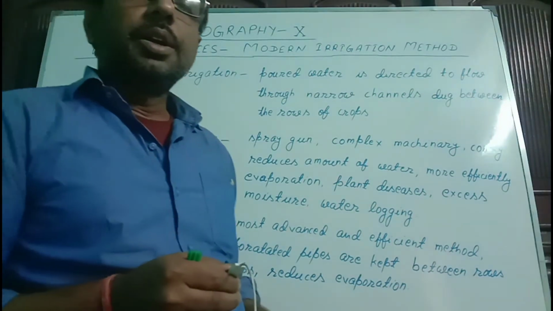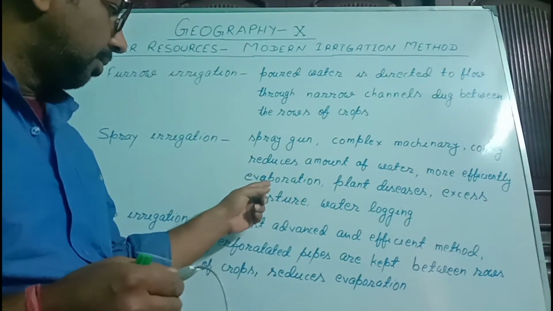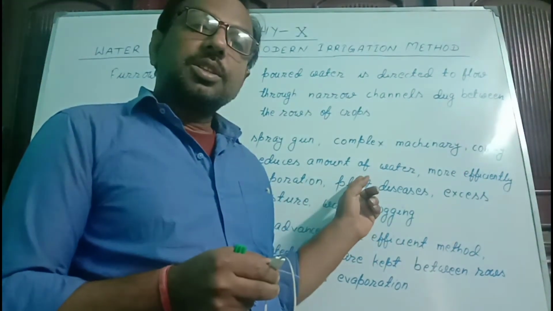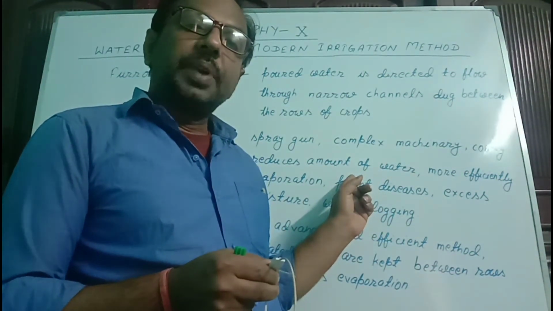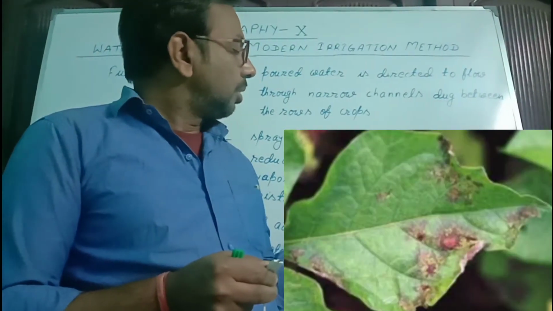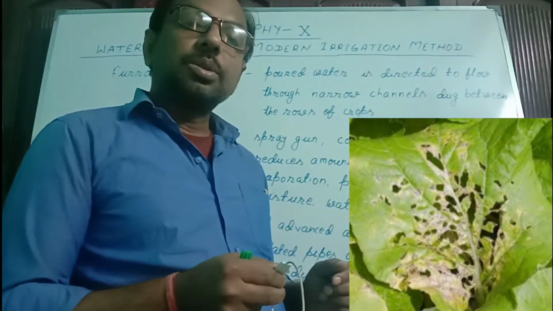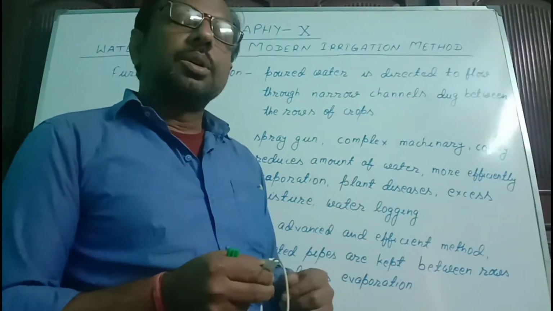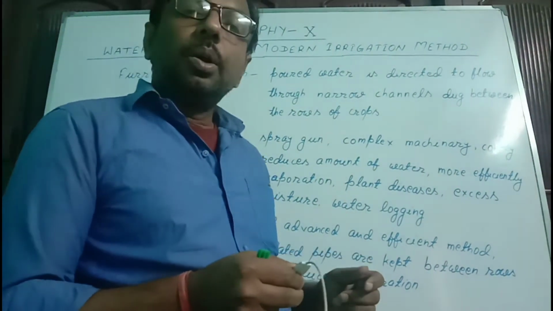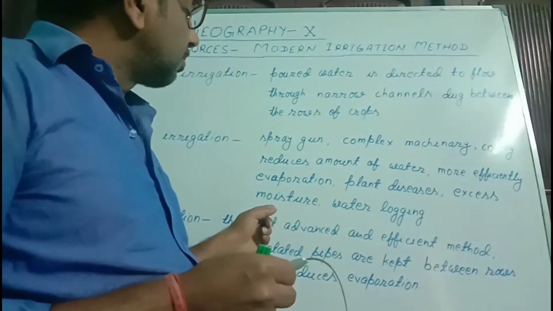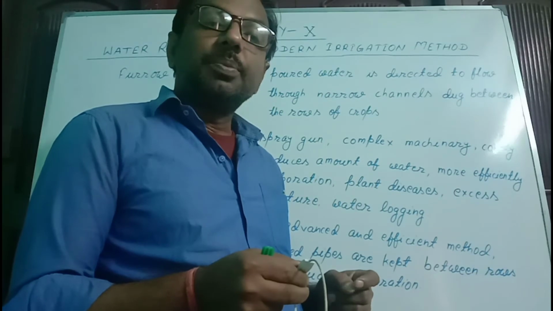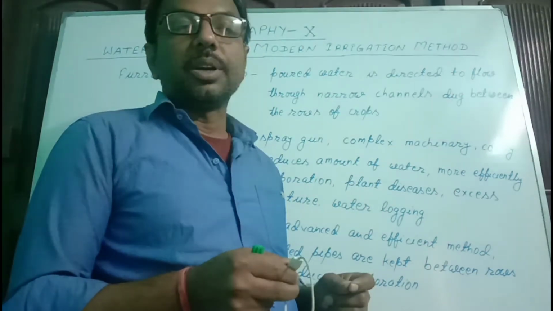But a little water is lost through evaporation, and plant diseases can also spread through spray irrigation. The lowland area gets excess moisture, and in that area there may be a problem of waterlogging that affects the production.